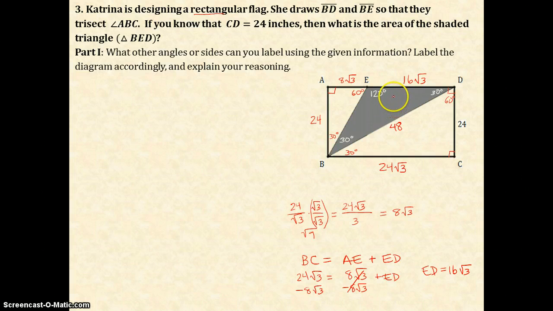Let's see. There's two ways we can figure out what the length of BE is. It's 2 times the short leg because it's the hypotenuse of the 30, 60, 90. So 8 radical 3 times 2 is 16 radical 3.